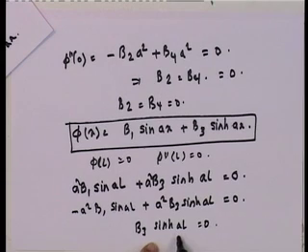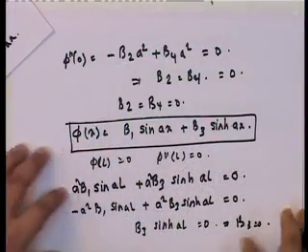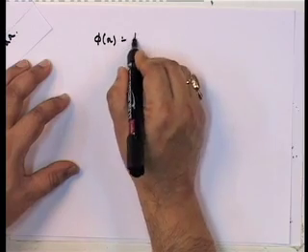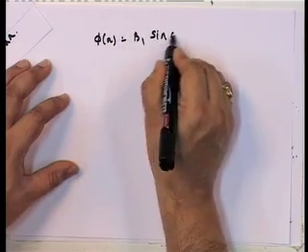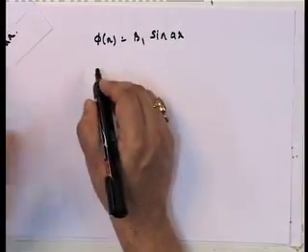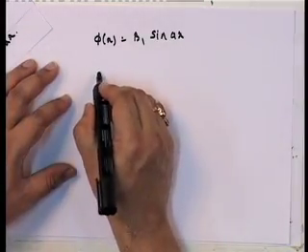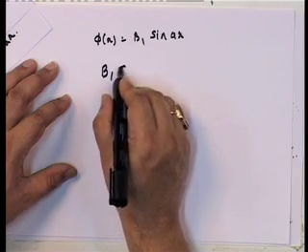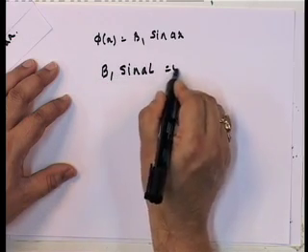Now, note that sine hyperbolic AL is not equal to 0. By definition, e to the power of AL minus e to the power of minus AL upon 2 cannot be equal to 0. So, this implies that B3 is equal to 0. So, from the third set of boundary conditions, the only form of phi of x is B1 sine AX, and then phi of L tells us that B1 into sine AL is equal to 0.